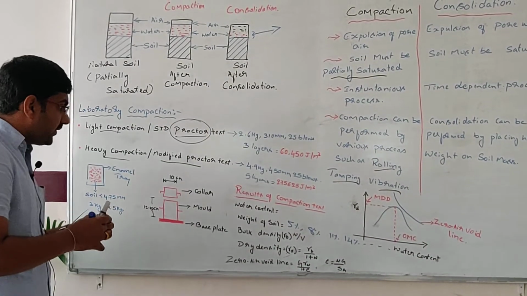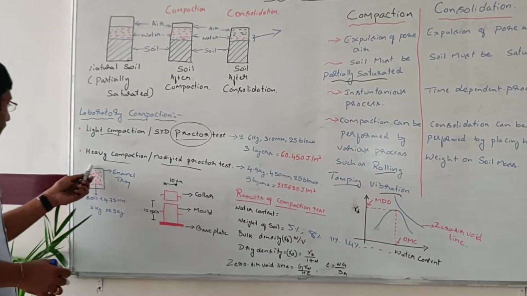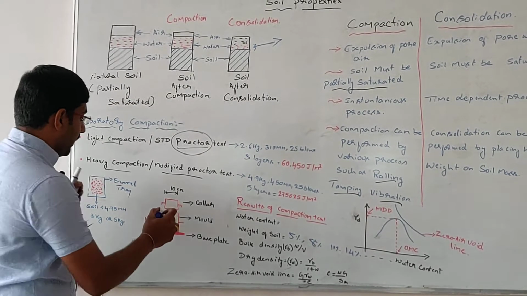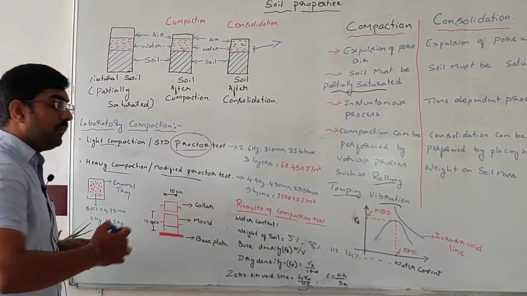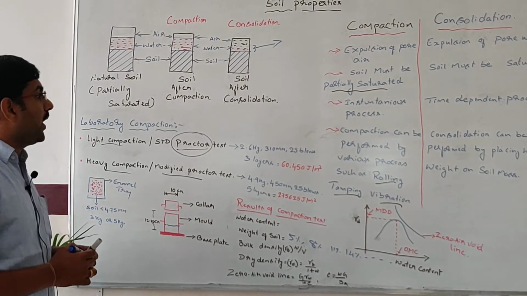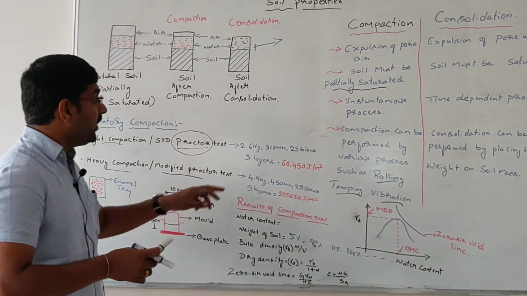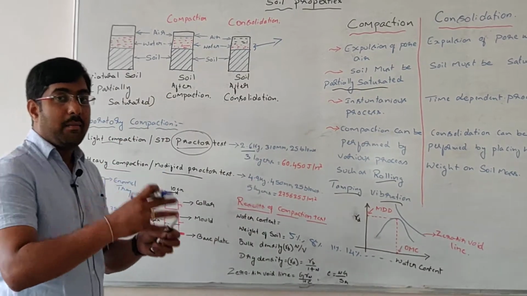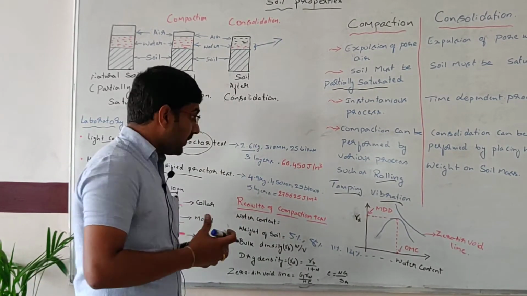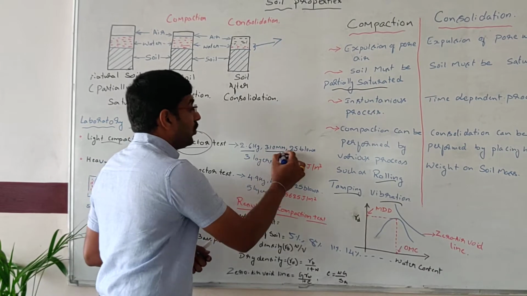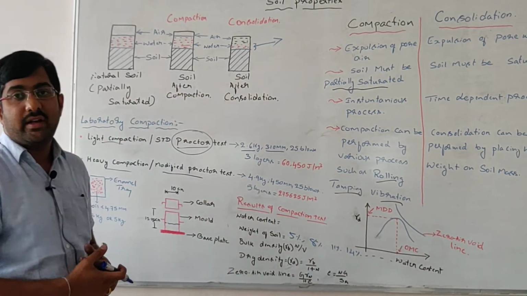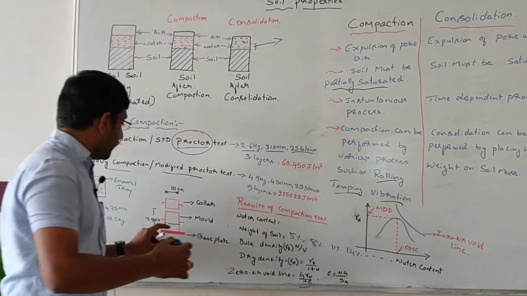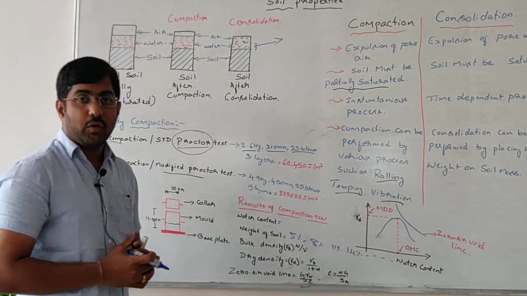At every percentage of water, first mix the water and the soil thoroughly, and then place the soil in the mold. Compact the soil using the 2.6 kg hammer, which has a facility to drop from a height of 310 mm. We have to compact each layer of the soil with 25 blows.